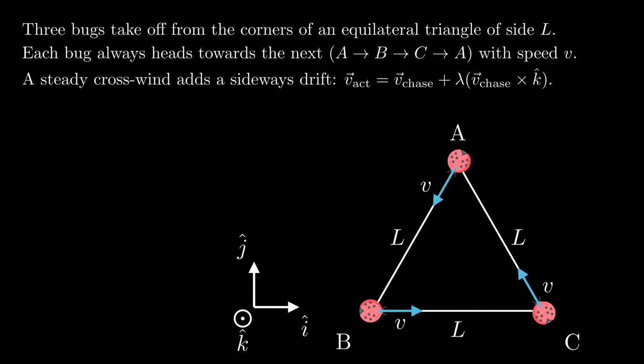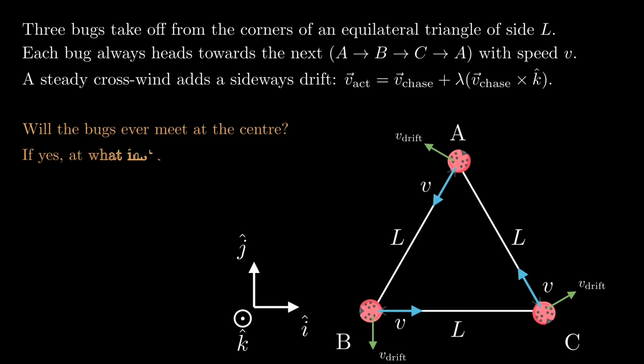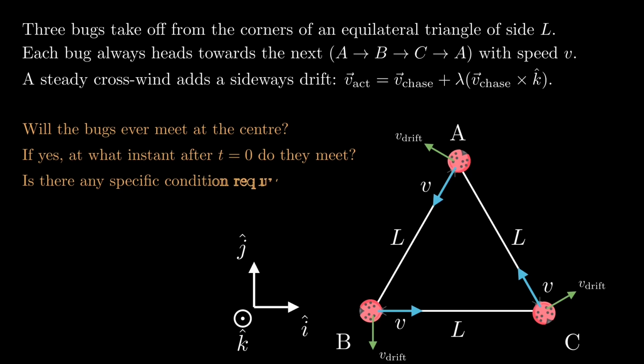So the bug can no longer move directly towards its target, it gets nudged sideways as well. So this sets up our big question. Will the bugs ever meet? If yes, then when? And is there a condition that guarantees their meeting point?